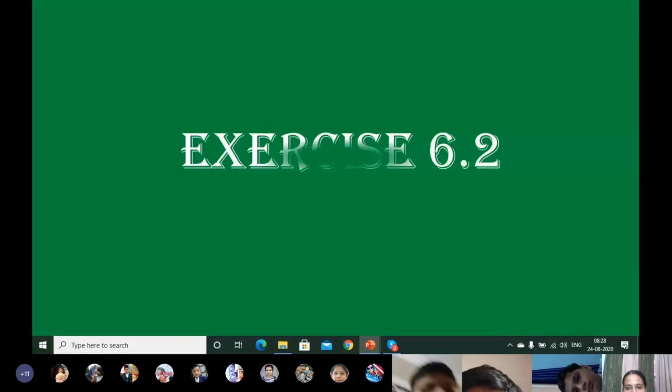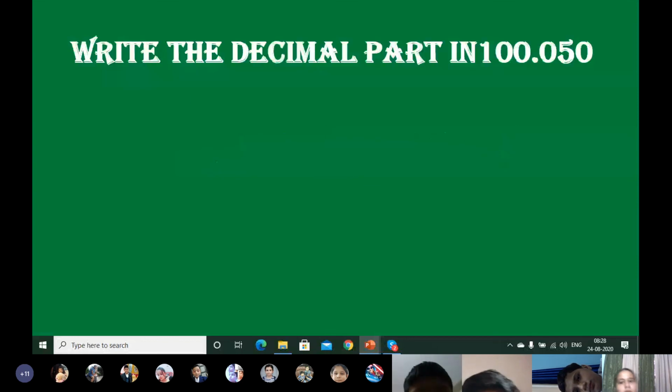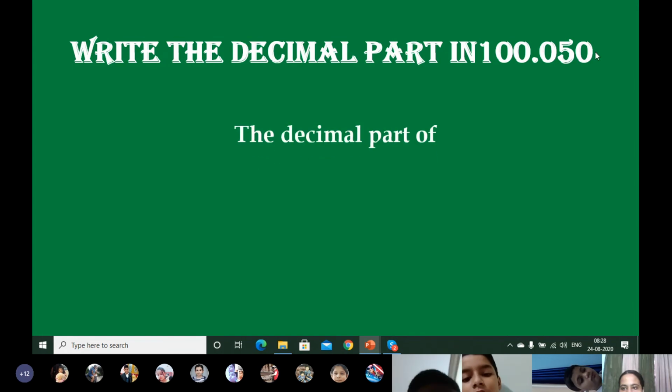Okay. Now another form. Write the decimal part. See, it's an easy one. What will be the decimal part of 100.050? Only the decimal part. Can anyone tell? The number is made of two parts: whole number and decimal part. What is the decimal part?